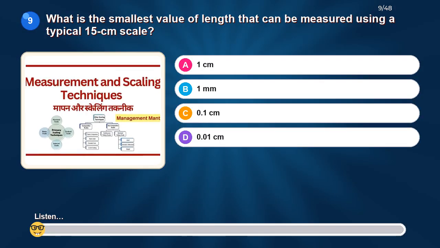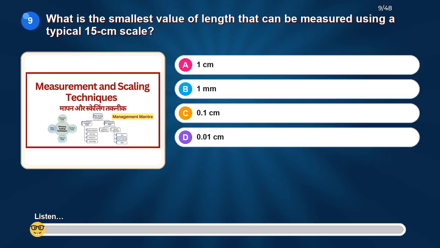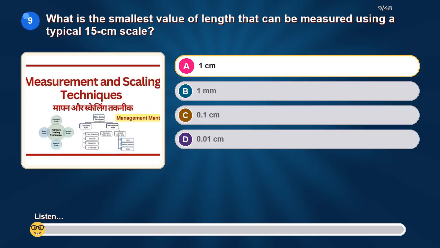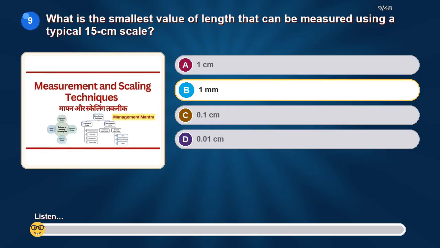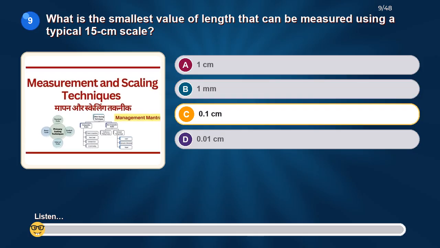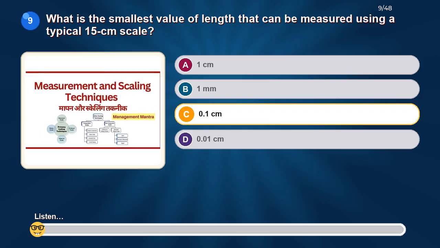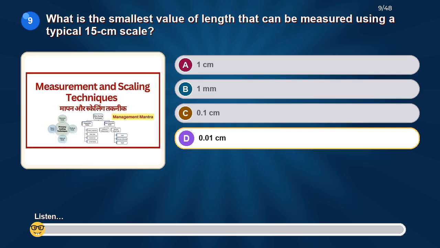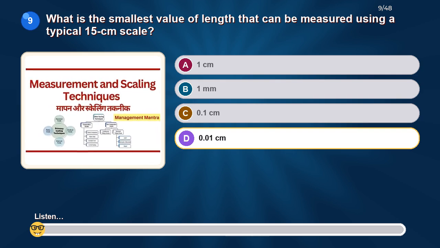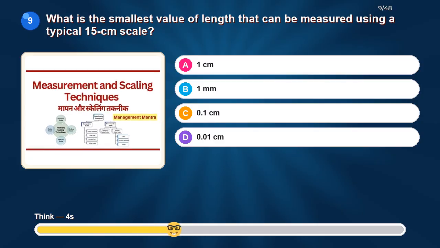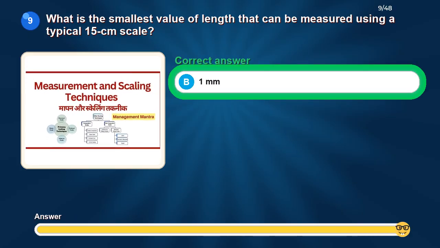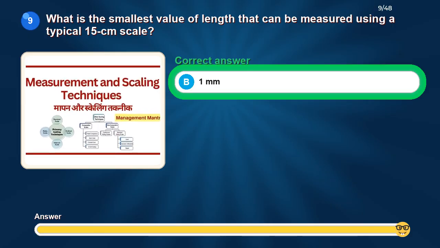What is the smallest value of length that can be measured using a typical 15 centimeters scale? Option A, 1 centimeter. Option B, 1 millimeter. Option C, 0.1 centimeter. Option D, 0.01 centimeter. The correct answer is 1 millimeter.